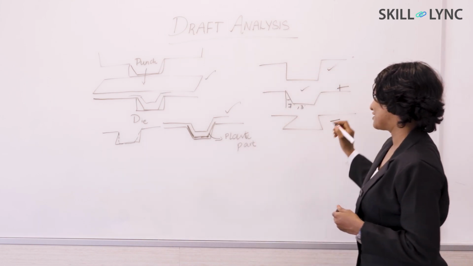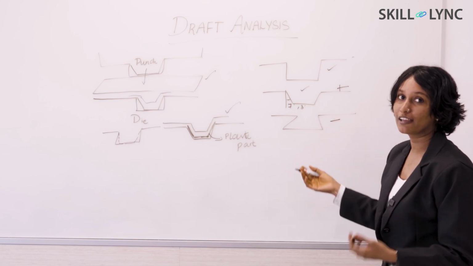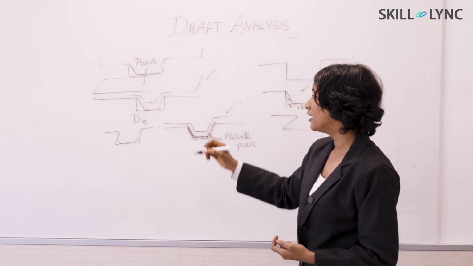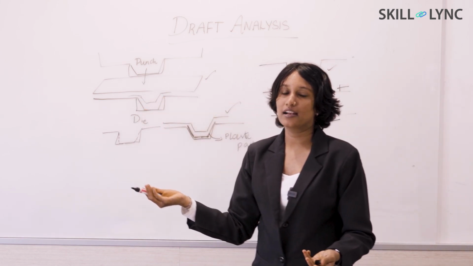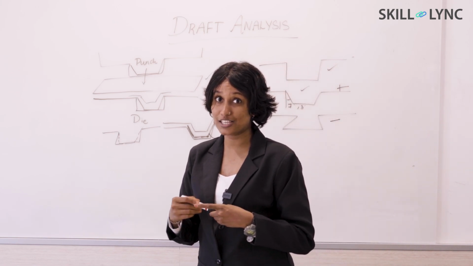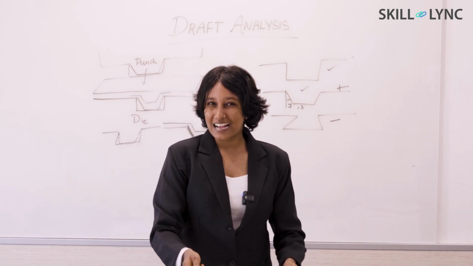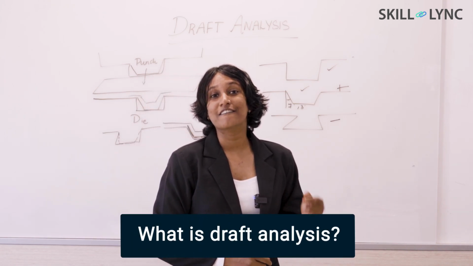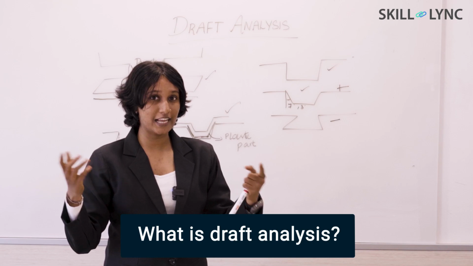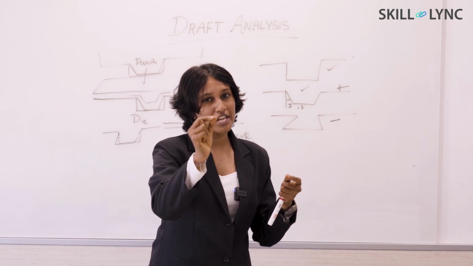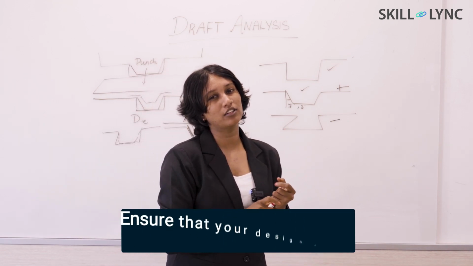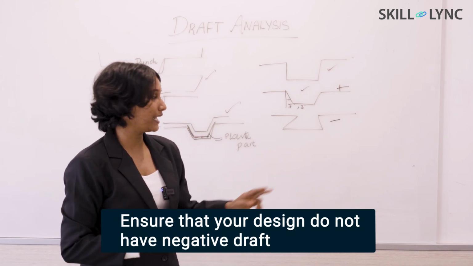This is a negative draft because this is not going to work. If a model has a negative draft, we cannot create a model like that. It is not manufacturable. So as a design engineer, you have to ensure that your model doesn't look like this. Coming to draft analysis, we have to ensure that each and every shape or the emboss that you create in your model mustn't have a negative draft.